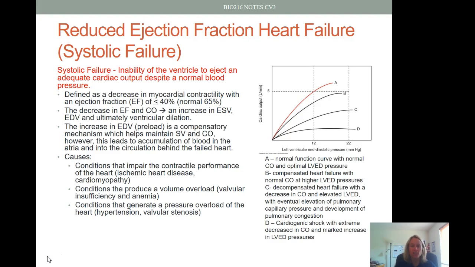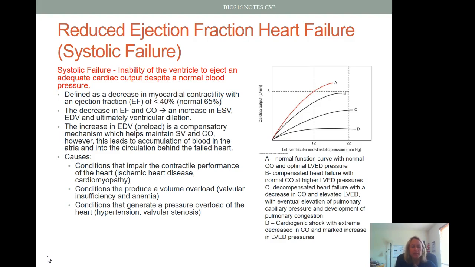Now let's remember what ejection fraction is. Ejection fraction is the percentage of the end diastolic volume that is pumped out with each beat. The decrease in ejection fraction and cardiac output is going to result in an increase in the end systolic volume. That will lead to an increase in the end diastolic volume, and ultimately that's going to cause ventricular dilation, okay, as we have more and more blood in the ventricle that can't be pumped out.